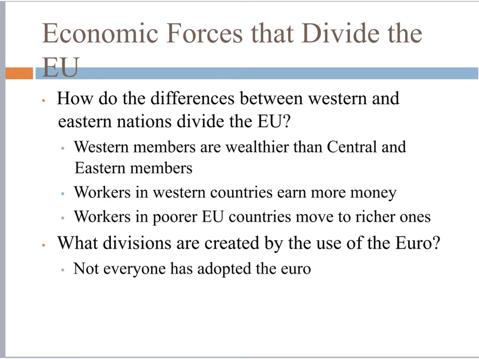All right, now at the bottom of section 2, we need to answer these two questions. Our first question, how do the differences between the Western and Eastern nations divide the EU? In that bottom left-hand arrow, you should be writing this. Western members are wealthier than Central and Eastern members. As a result, workers in Western countries earn more money. Workers in poorer EU countries then move to richer ones.